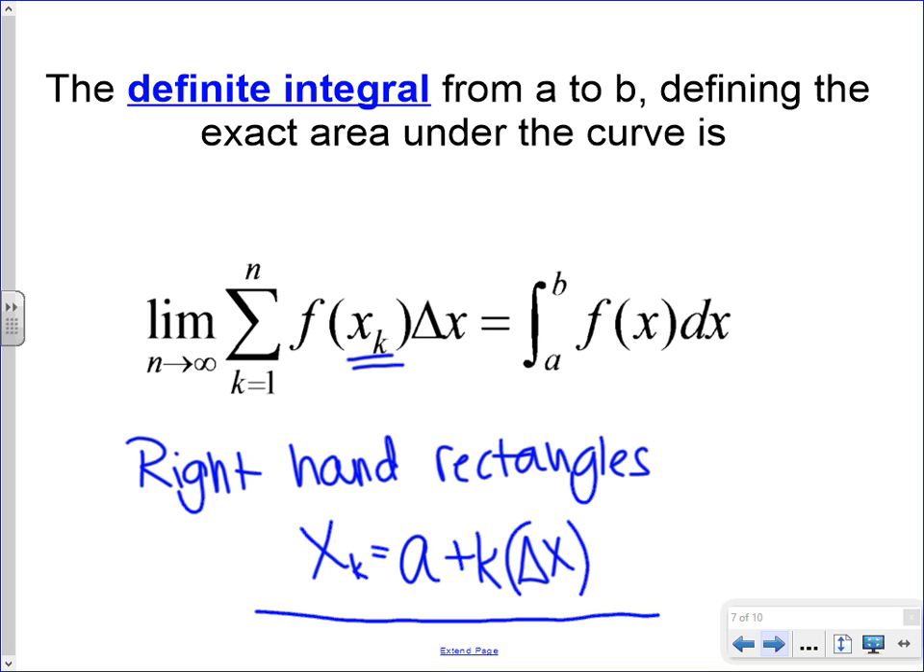So this is what we're going to do. You're going to be given something that looks like this, a definite integral. We're going to set this up using our right-hand endpoint, and then evaluate the limit, and that's going to give us the exact area. We're going to do 2 examples, and then you are going to do 2 problems in your homework.